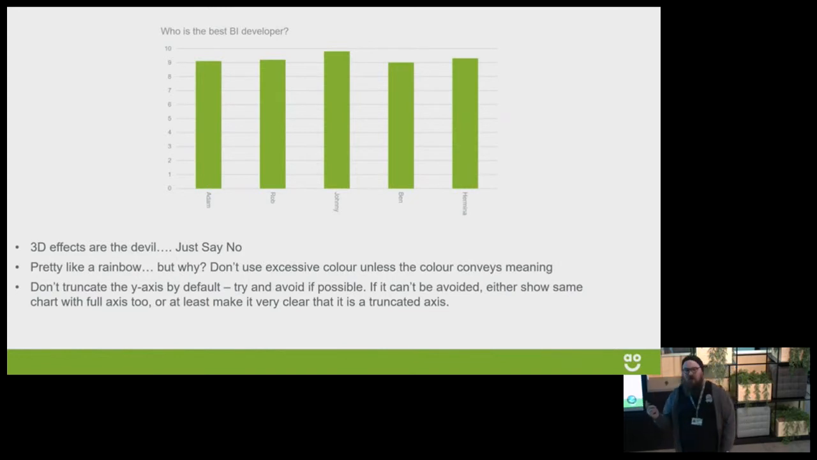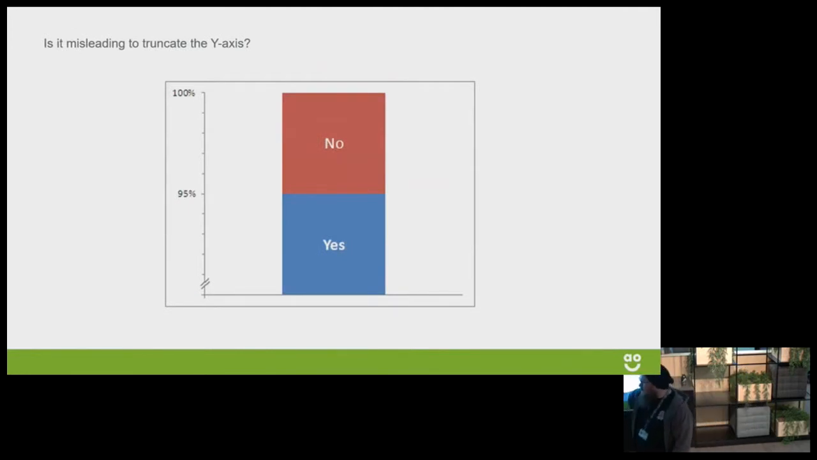Absolutely, there are some reporting applications, and Excel does it. It will truncate the axis for you just because it decides that's what's best. So watch out for it. And by all means, if you are going to truncate the axis, you can do it, but it needs to be a conscious decision. What I'd also try to do is make sure it's obvious. So if I just go back a bit, the two dashes on that y-axis indicate that that's a truncated axis.